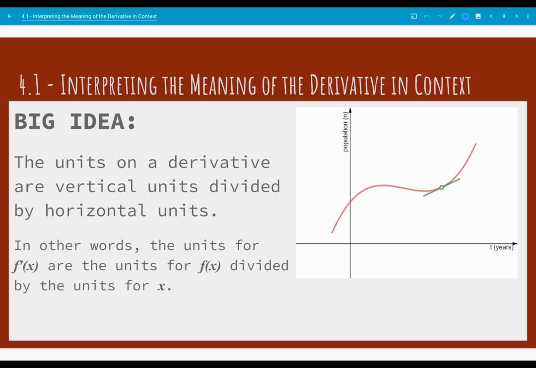So big idea here, the units on a derivative are going to be vertical units divided by horizontal units. So regardless of what the model is, whatever these units are here and whatever these units are here, we divide vertical by horizontal and we get the units for the derivative. And so that in the context of a problem is going to tell us how fast some quantity is changing, an instantaneous rate of change at any given time.